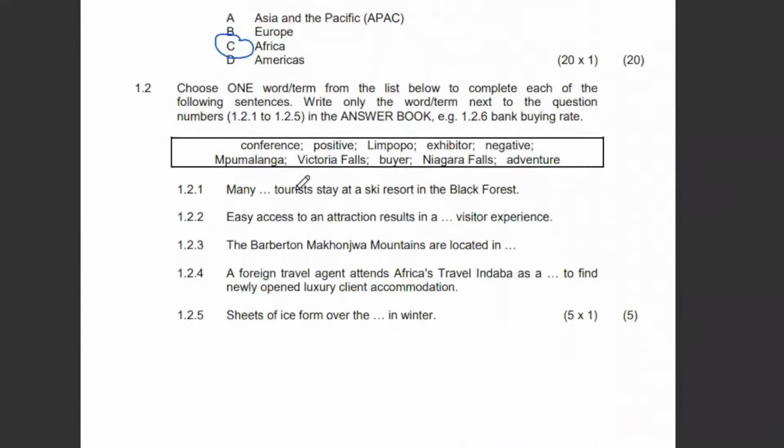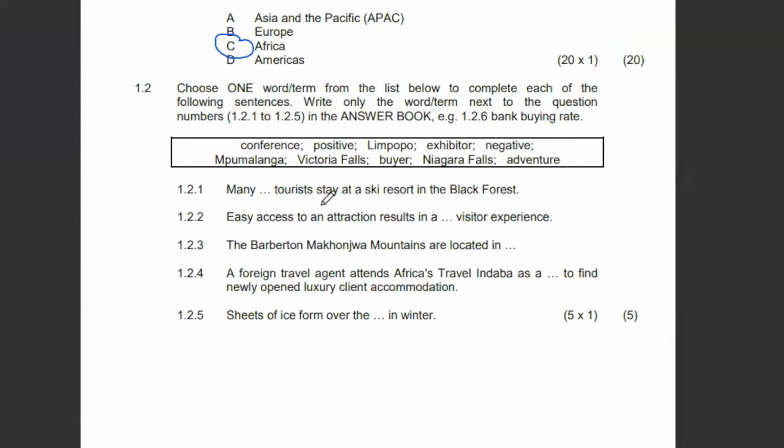Now let's look at the next question, which is question 1.2. Choose one word or term from the list below to complete each of the following sentences. Write only the word or term next to the question numbers 1.2.1 to 1.2.5 in the answer book, e.g. 1.2.6 bank buying rate. So we have various options which are provided then. Then the first question reads, many Dutch tourists stay at the ski resort in the Black Forest.